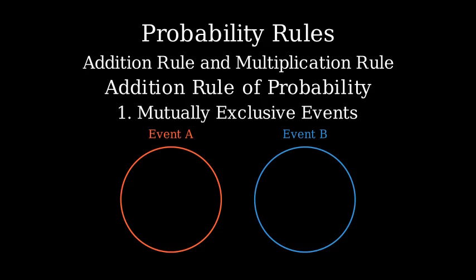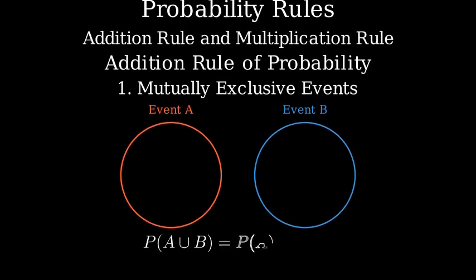First, let's look at mutually exclusive events. Two events are mutually exclusive if they cannot occur at the same time. For example, when rolling a die, getting an even number and getting an odd number are mutually exclusive. You can't roll a number that is both even and odd simultaneously. For mutually exclusive events, the addition rule is simple. The probability of either event A or event B occurring equals the sum of their individual probabilities.